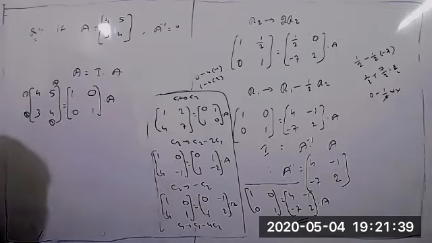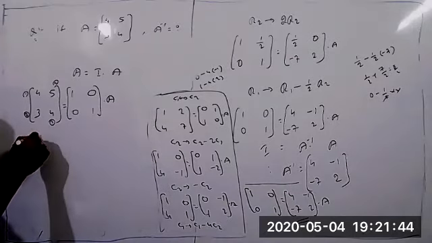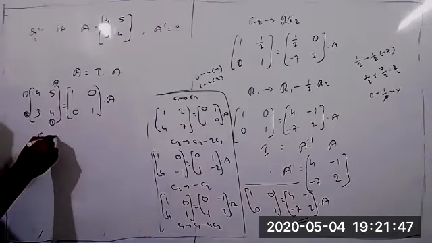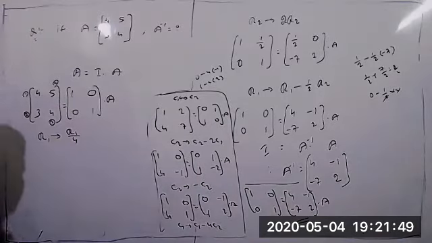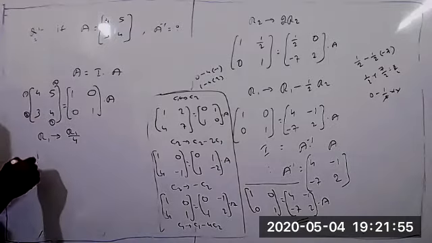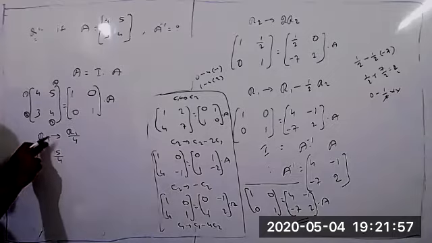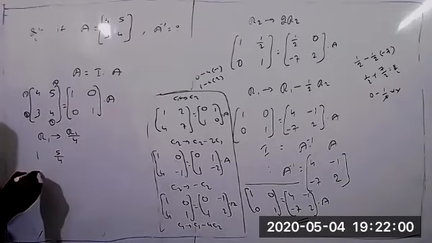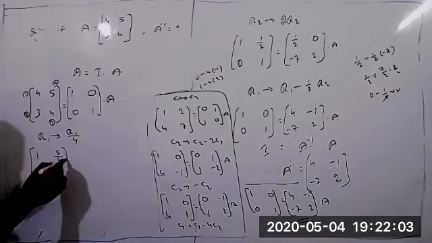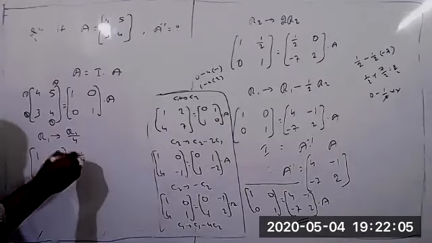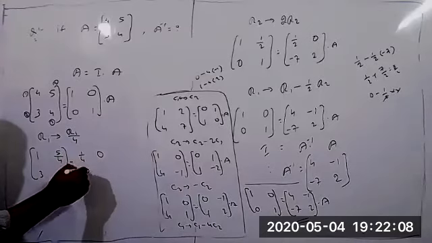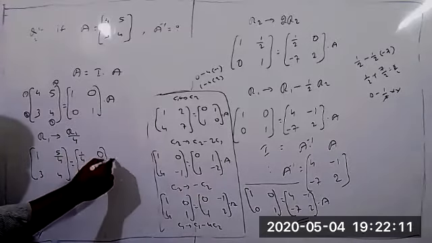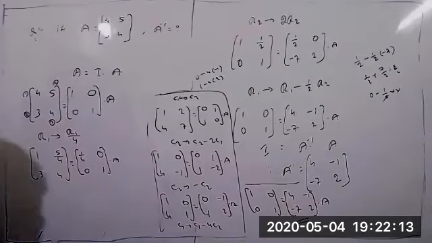What is the first element here? 4 is given, but we have to get 1. How to get 1? It belongs to the first row, so R1 by 4. 4 by 4 equals 1, and 5 by 4. We are changing only the first row, not the second row. The second row we write as is: 3, 4. 1 by 4, 0 by 4 equals 0. Then 0, 1 into A. So our first element is over.